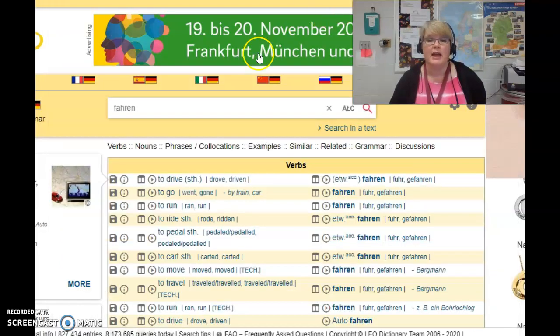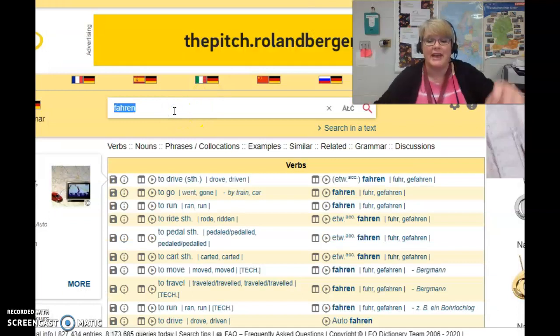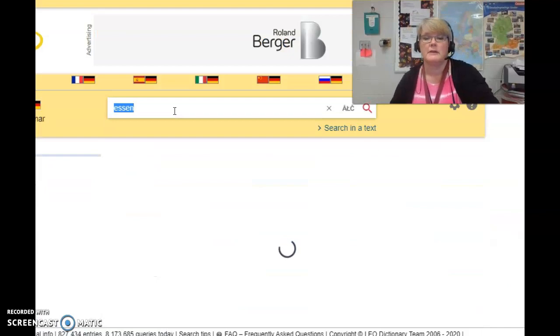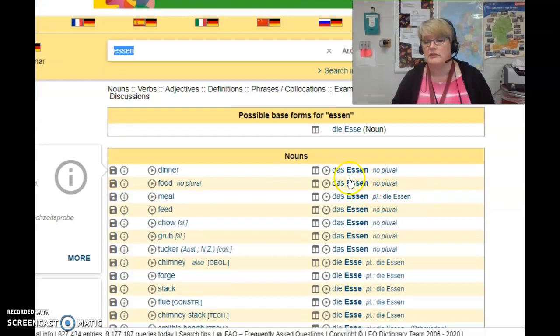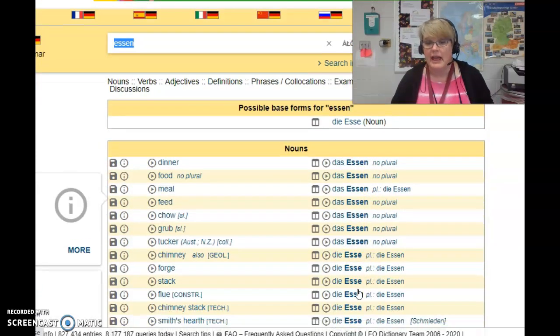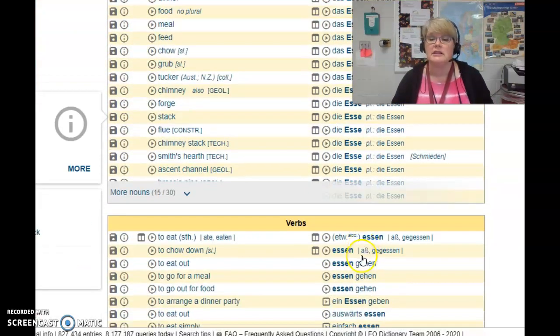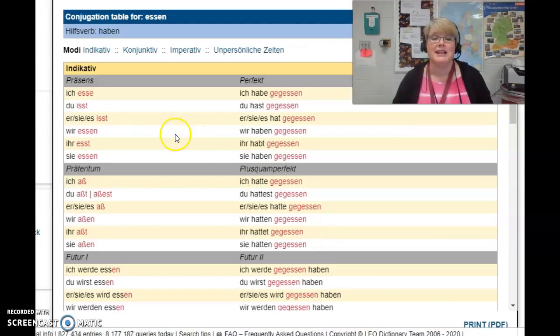Let's look at one other one that's not an umlaut. What else do we have? Essen, to eat. I wonder if essen is a stem vowel changing verb. Well, first of all, I don't want the noun form. I want the verb. There it is. To eat. And if I click on that table, you can see ich esse, du isst. The E changes to an I. So that's another way you can check if you're not sure. Or you can ask me. I will always tell you.